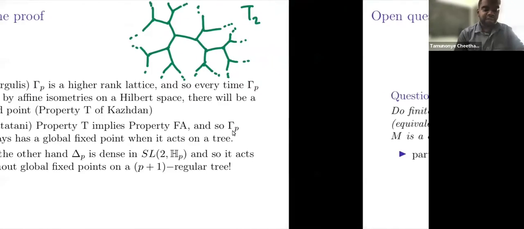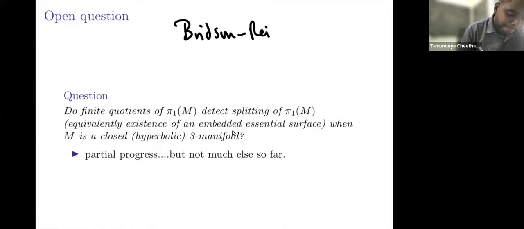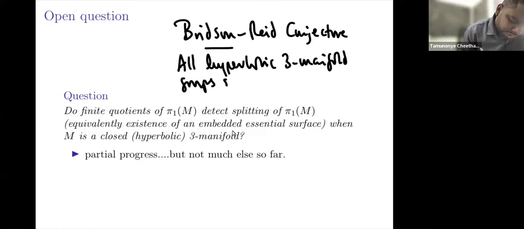And so I have a question. The question that motivated this problem, thinking about it in general, is this question but for subclasses, where in particular there is a conjecture of Bridson and Reid that all closed hyperbolic three-manifold groups should be determined by their finite quotients.